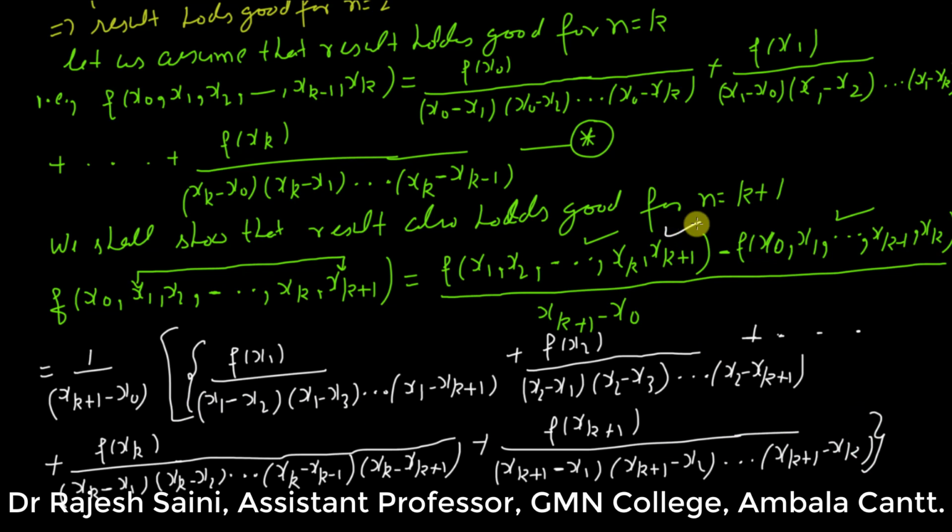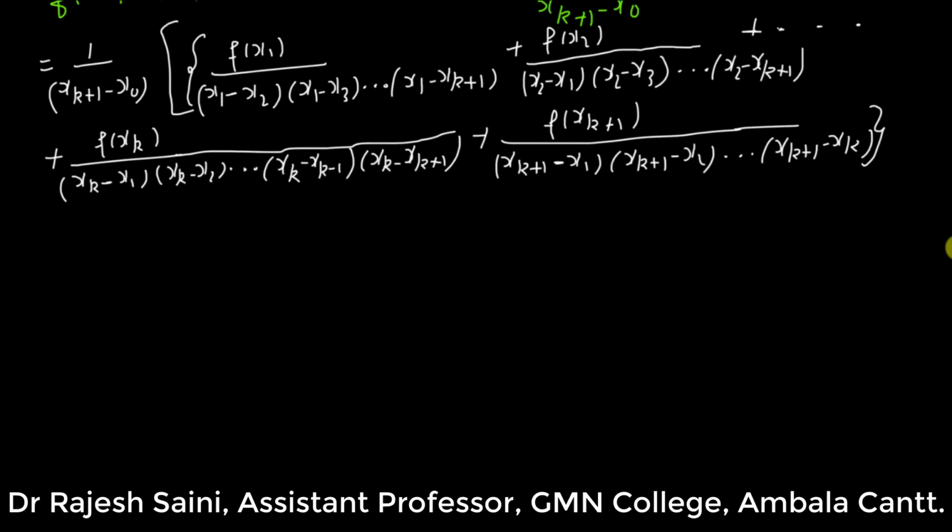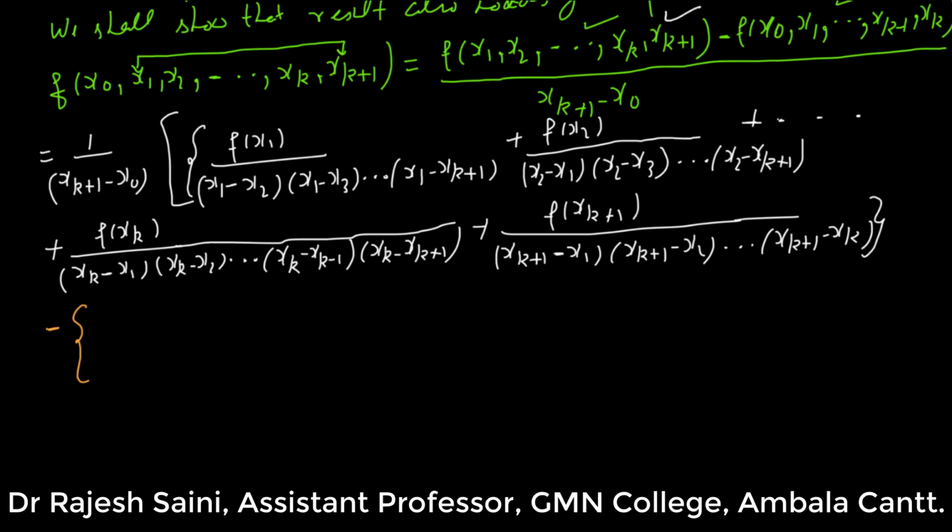So this is done. Now next we will write this thing. For this one we will write the result, because it is also kth order and the result is holding good for kth order, so we can write it as a sum as given in the star equation. So I am writing it for this one also. Okay, so this will be minus curly braces over here. So I have to write the result for this one. Fine. So write it. This will be f of x naught.